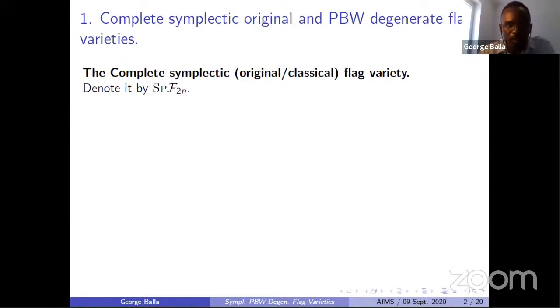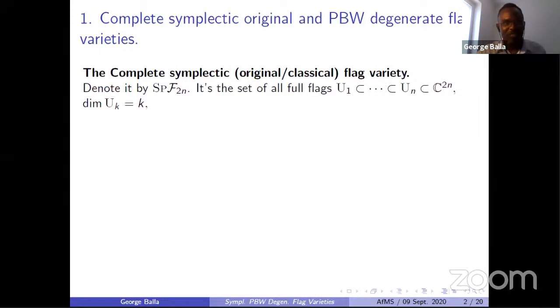namely, let's first look at the complete symplectic flag variety. The original one, most people call it the classical one. One can choose a name. Let's denote it by SpFl_{2n}, whereby Sp is coming from the symplectic group, because we shall use some geometry from representation theory. This is why we choose this notation. But first of all, let's understand it from the side of linear algebra.